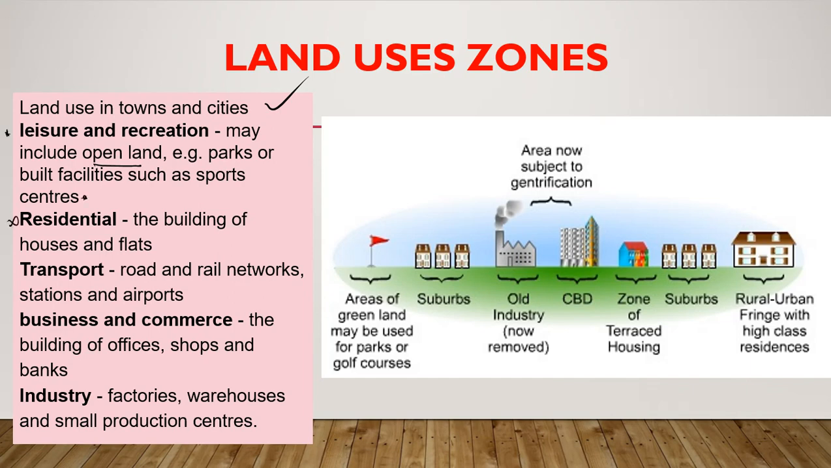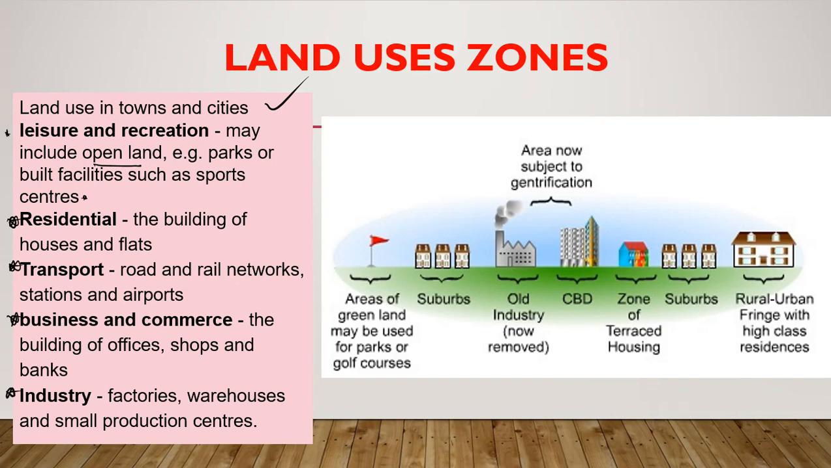We also have residential. We have land use for transport. We have land use for business and commerce. We have land use for industry. So generally, land is used within an urban area for a lot of reasons, but these are the basic land uses. Now, these land uses help to divide the urban area into different zones.